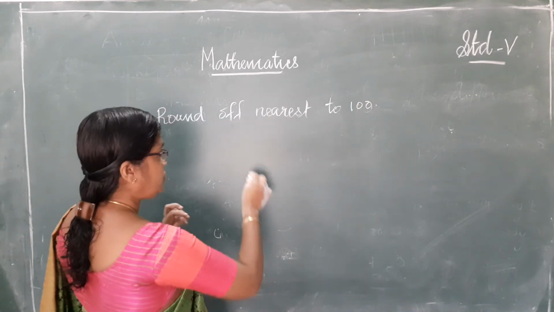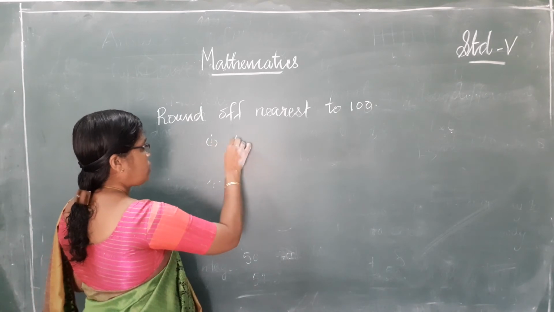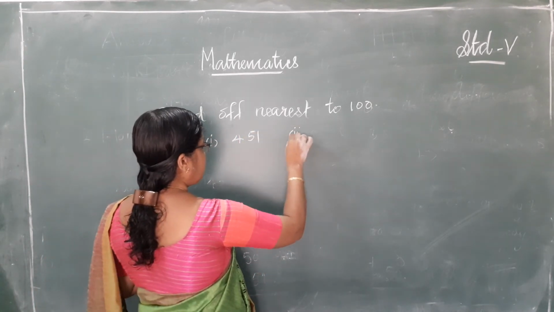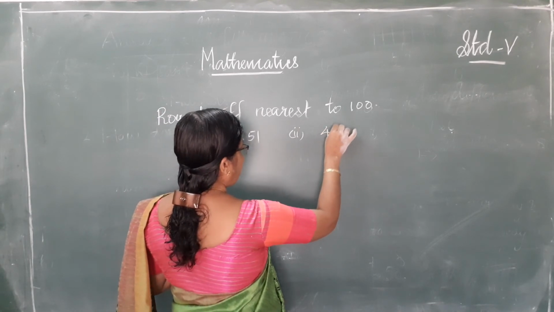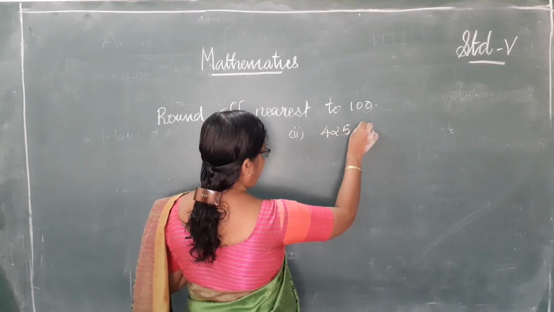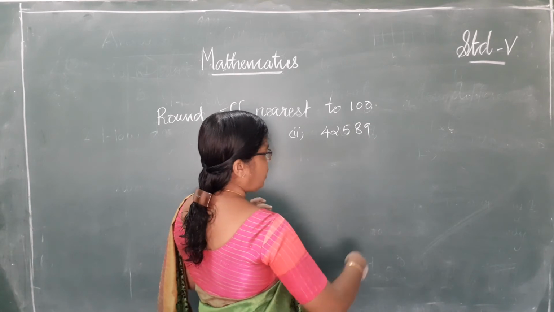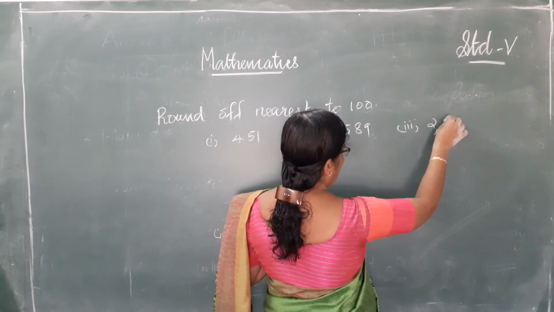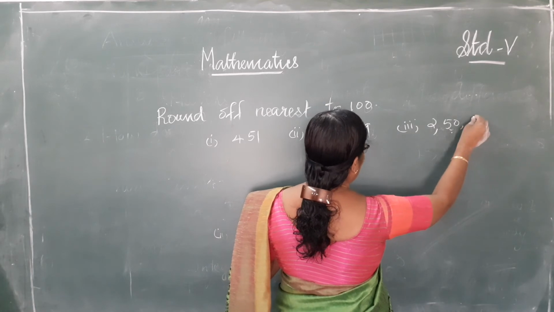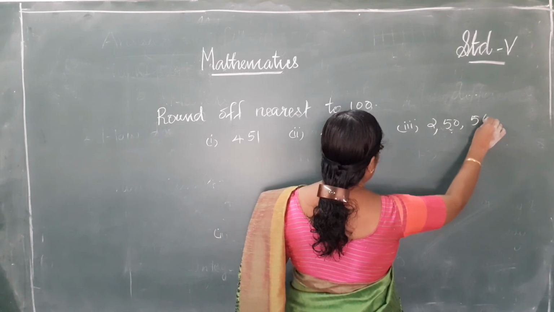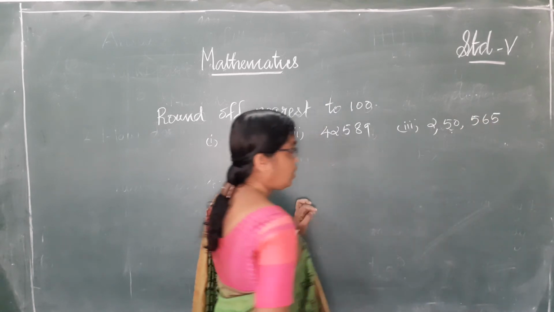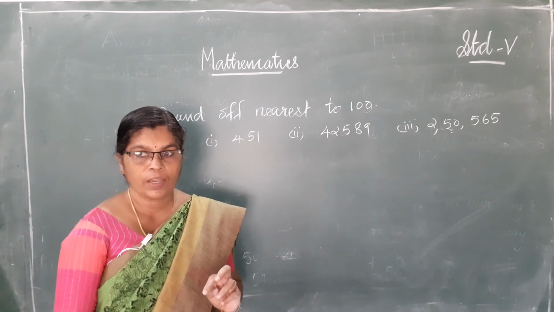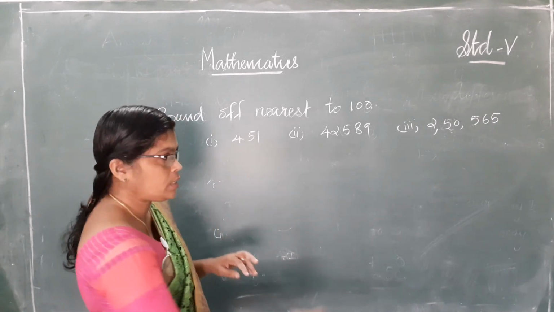Now see the numbers. We can write some numbers here. First one 451. Second number 42,589. Now third one 2,50,565. Now these three numbers we have to round off nearest to 100. First number you see.